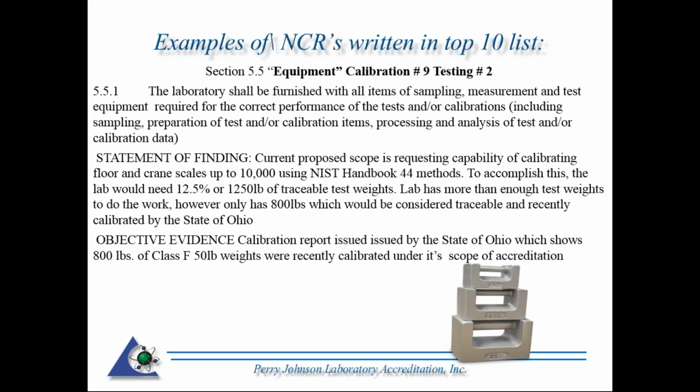To accomplish this, the lab would need 12.5% or 1,250 pounds of traceable test weights. The lab has more than enough test weights to do the work, however, it only has 800 pounds that would be considered traceable and recently calibrated by the state of Ohio. And of course, the objective evidence would be the calibration report that was looked at, which showed the traceable test weights this laboratory or scale company probably had on site. In this particular instance, they didn't have the traceable standards to do the job, which was to go up to 10,000 pounds. Hence, a nonconformance was written.